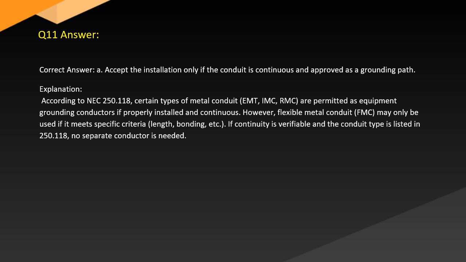Answer. Correct answer. A. Accept the installation only if the conduit is continuous and approved as a grounding path. Explanation. According to NEC 250.118, certain types of metal conduit (RMC, EMT, MC) are permitted as equipment grounding conductors if properly installed and continuous. However, flexible metal conduit (FMC) may only be used if it meets specific criteria: length, bonding, etc. Continuity is verifiable and the conduit type is listed in 250.118. No separate conductor is needed.